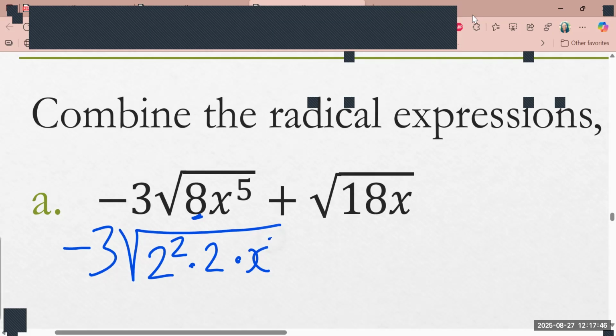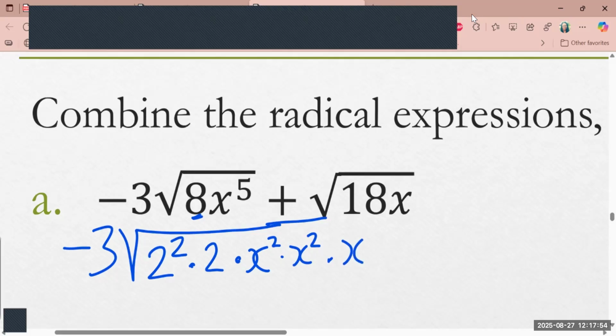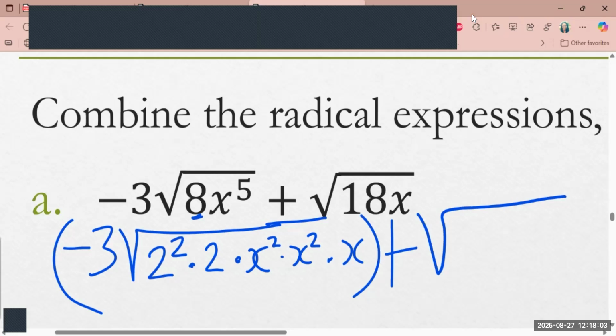x to the power 2, and then 1 x. Okay, and I will write the next radical sign here. I want to see what I can factor out here. 9 times 2 is here, so 9 is 3 squared, multiplied by 2, then multiplied by x. So I have factored out what is in the radicand.